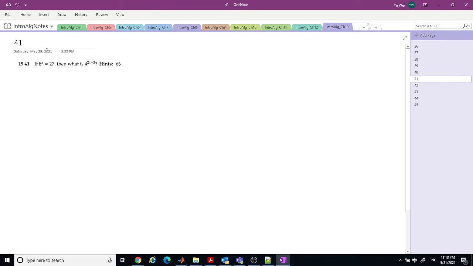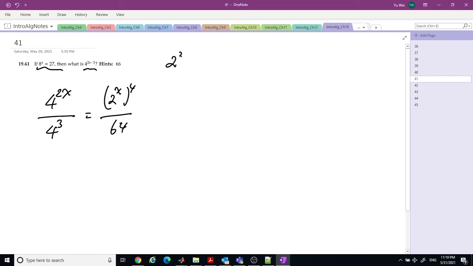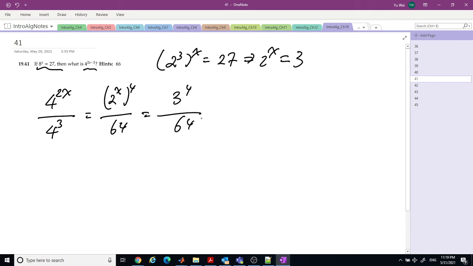Next, let's rewrite this one here. We know 4 to the 2x over 4 to the 3 equals this, so it is 64, then 2 to the x, over 4. Now we know 2 to the 3x equals 27, so 2 to the x is equal to 3. So it's 3 to the 4 over 64, which is 81 over 64. This is the answer.